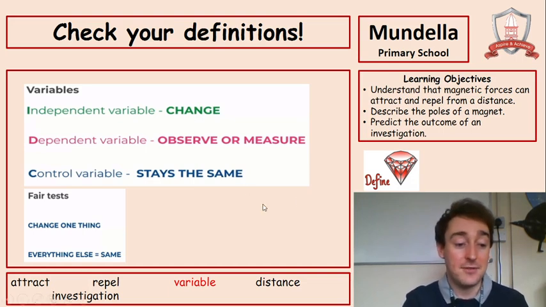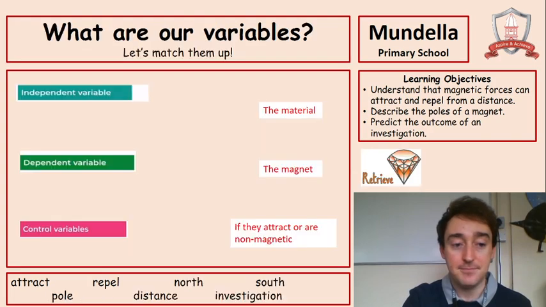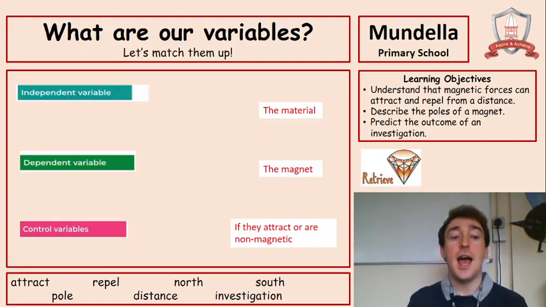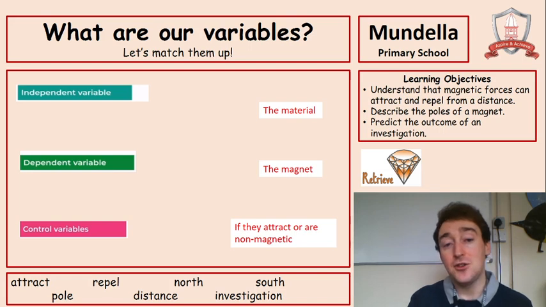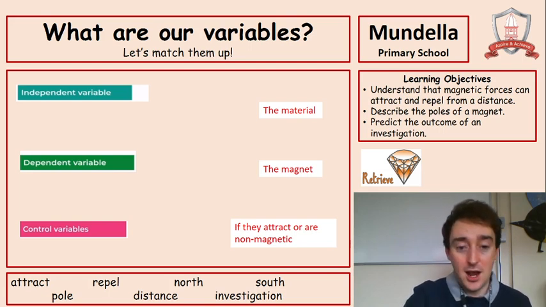And to keep things a fair test, we're going to just change one thing, which is the material, and everything else, the magnet, etc., will stay the same. Okay? So I want you to try and match up what I just explained. What is our independent variable? What is our dependent variable? And what is our control variable? See if you can match that up, and then write it down in your book, and then we'll check the answers in 3, 2, 1, go.